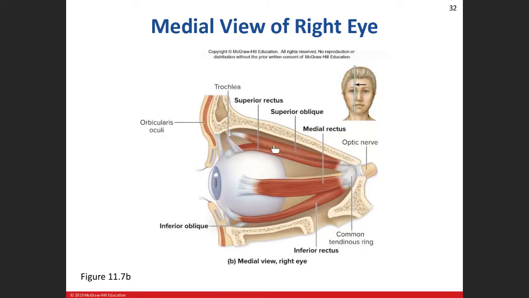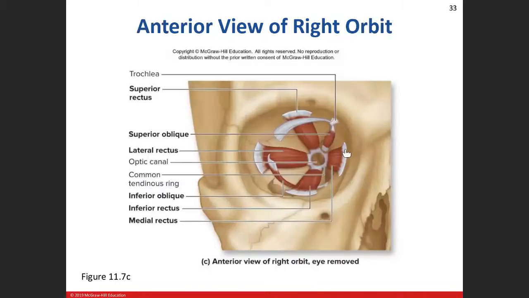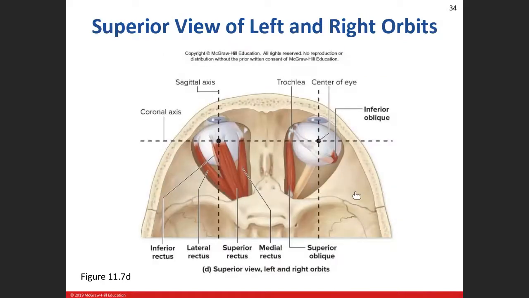And then you can see, right, the superior oblique muscle here. There's a little trochlea there. It's a little pulley. Then if we take the eyeball out, you can see the positioning of all the muscles here, right, in the orbit. And then one quick view from the top. Okay, here you can see different muscles, and then here's the optic nerve intact.